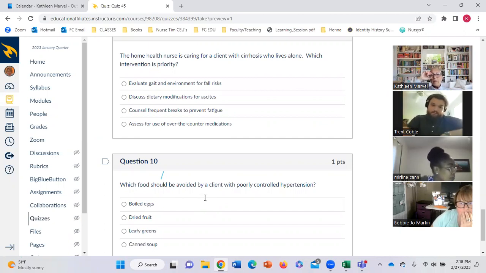You could discuss dietary modifications if he has ascites, but is A a better answer than B? Yes. Fatigue, counsel frequent breaks. So first and foremost, it's asking for the priority. Again, another question where all the answers look like, oh, that could work. But go back to the question, what did you miss? You missed priority. We're not going to be doing any of the other 3 if we don't do a safety assessment or a fall risk. You can have the best diet in the world, but if you fall and hit your head, diet's not going to do much. Right.